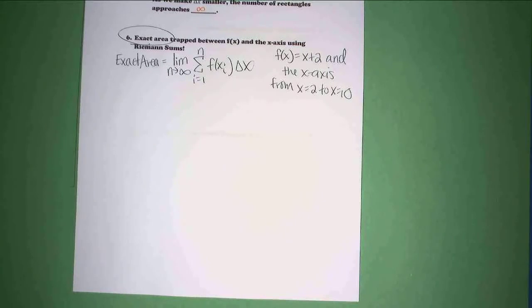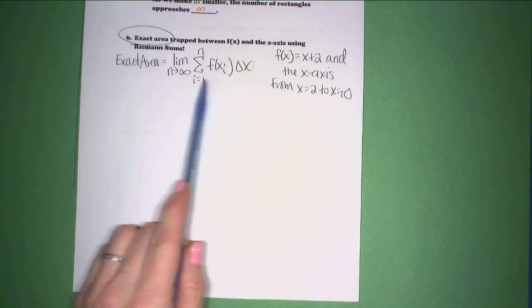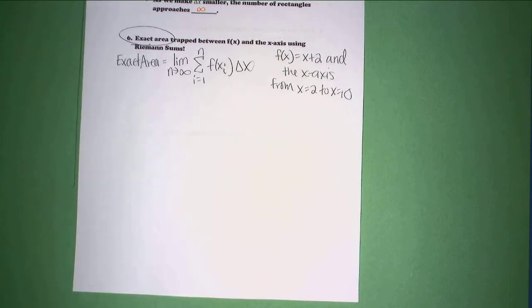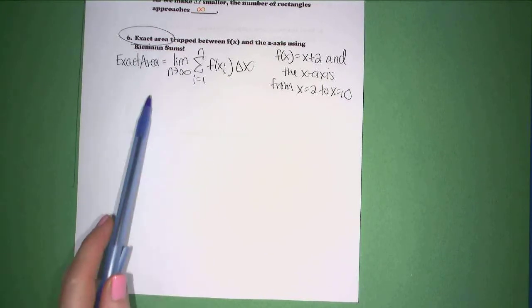Back with our final lesson on Riemann sums. This is Riemann sums part 2. We left off in our last video after deriving the formula for a Riemann sum, which finds the exact area trapped between a function and the x-axis. We're going to actually use the formula now on the function we've been working with throughout this packet.